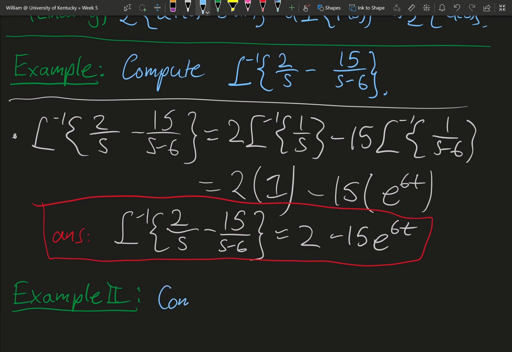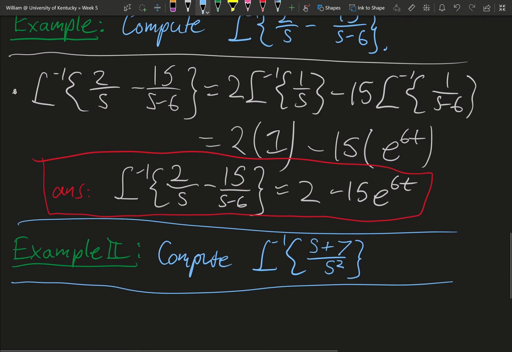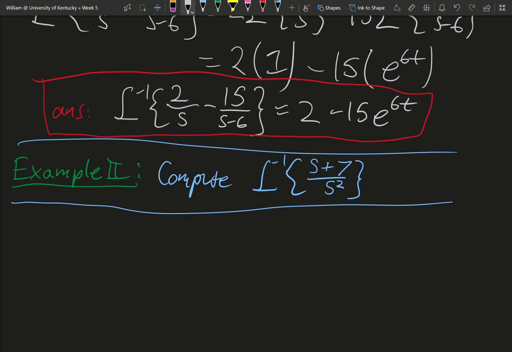So let's look at a slightly more complicated one now. We'll compute the inverse Laplace transform of (s + 7)/s². So this one isn't immediately in an identifiable form like the last one, but it's not too bad if we just split apart this fraction.